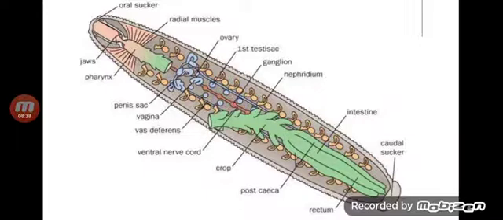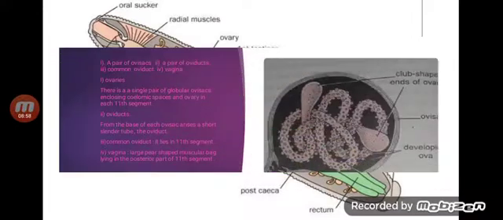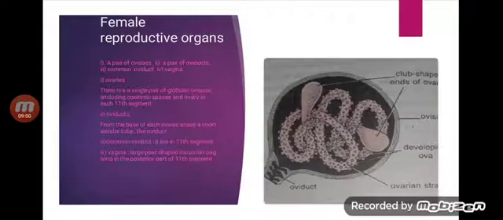The vagina is a large pear-shaped muscular bag lying in the posterior part of the 11th segment. It increases in size during the breeding season and also becomes internally thrown into a large number of longitudinal folds. It opens to the exterior through a midventral female genital aperture in the second annulus of the 11th segment.